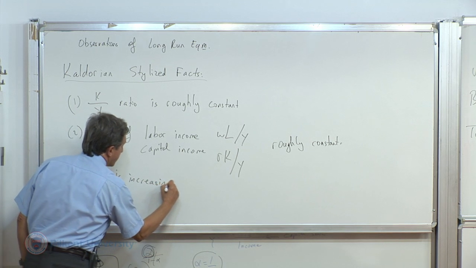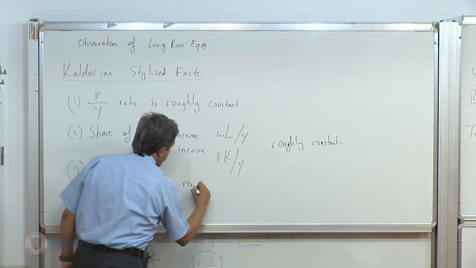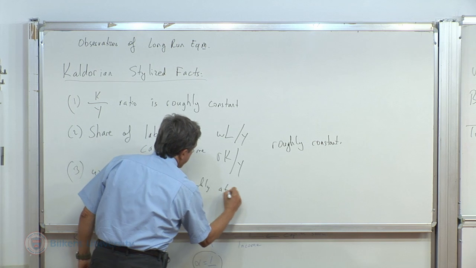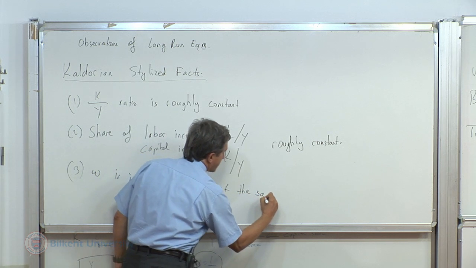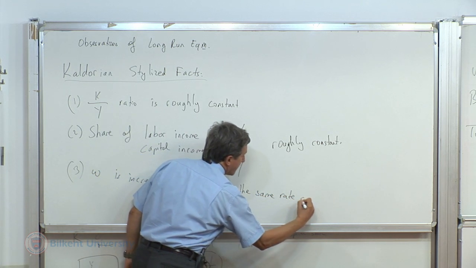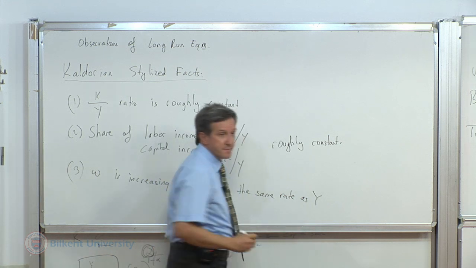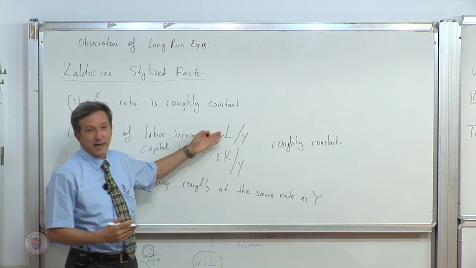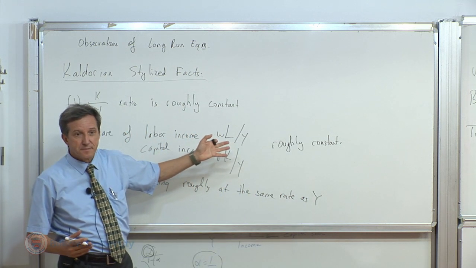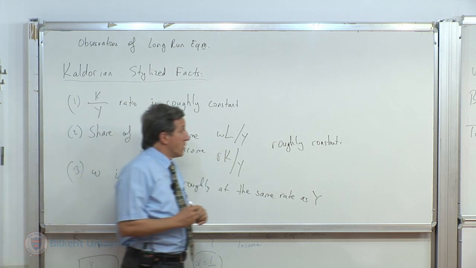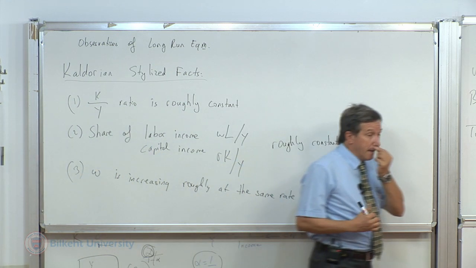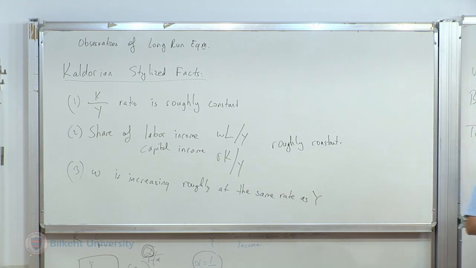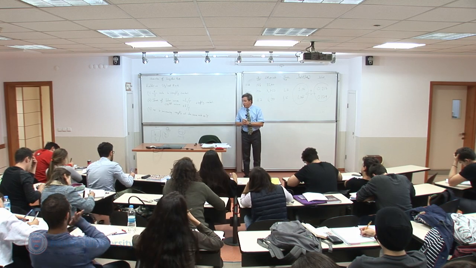Is increasing roughly at the same rate as Y. Well, of course, otherwise this share cannot be constant. Okay. Now, these are referred to as stylized facts of Kaldor.